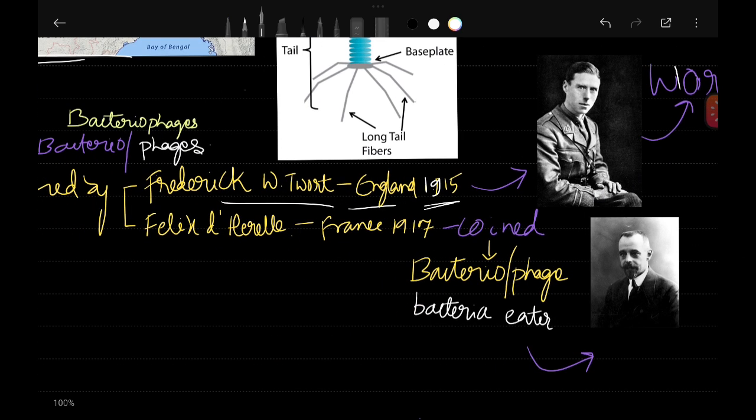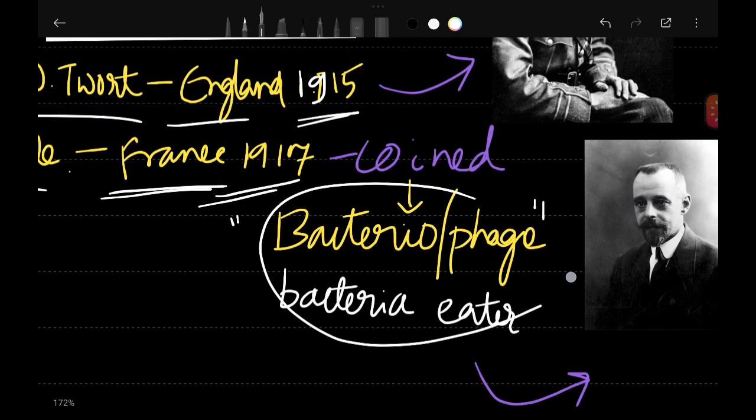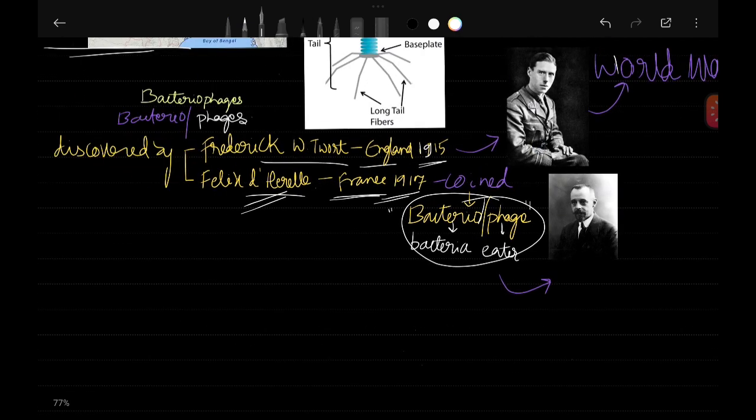camp. Then in the same era, another scientist called d'Herelle was also working in France in 1917, and the credit for coining the term bacteriophage is given to Felix d'Herelle. The term bacteriophage is nothing but: bacterio stands for bacteria, and phage means eater. So he gave the name bacteriophage because bacteriophages have a tendency to kill bacteria.